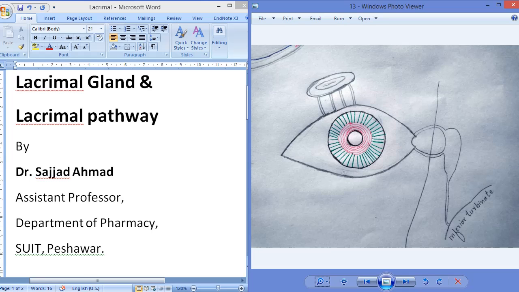Bismillahirrahmanirrahim. Today we are going to learn about the lacrimal gland and lacrimal pathway. A lacrimal gland is an exocrine gland that is present below the upper eyelid and that is responsible for the secretion of lacrimal fluid or tears.